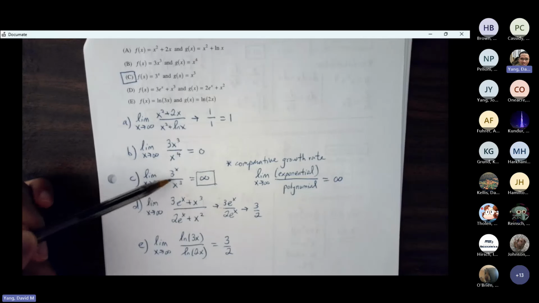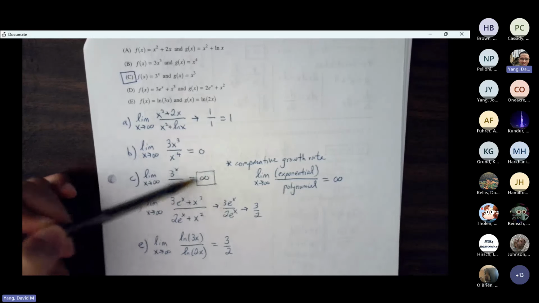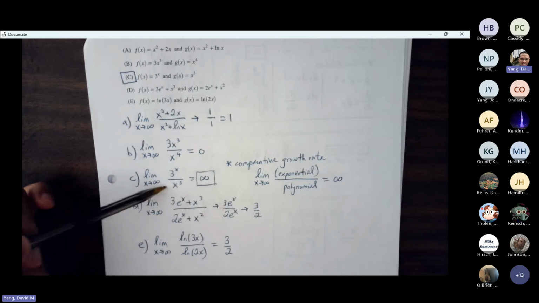Here, 3 to the x over x cubed. I have an exponential over a polynomial. Exponential is going to grow at a faster rate than polynomial, so this one is our answer here. And this will go to infinity.